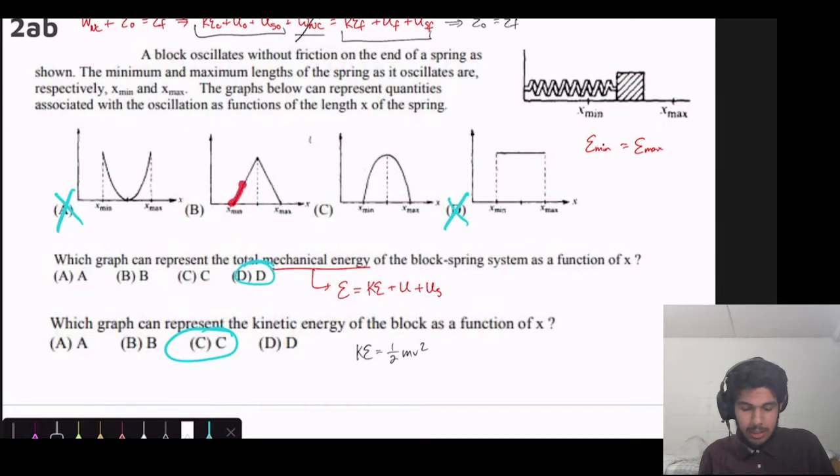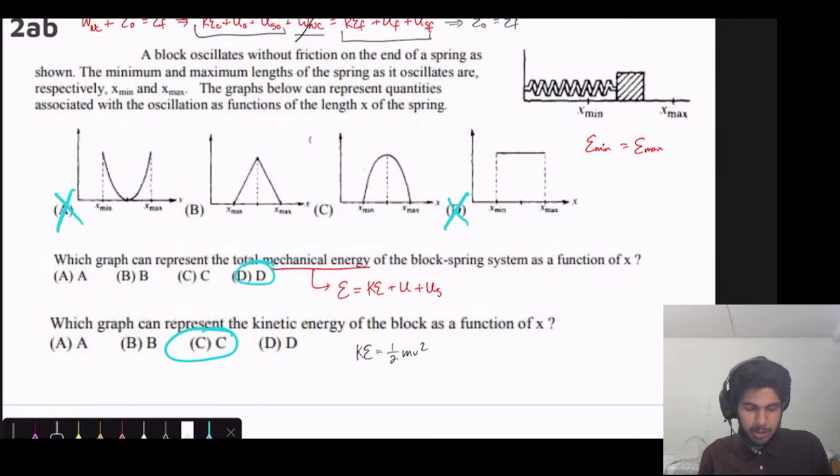Let's go to B. If it were to increase linearly, then this mv squared, this v term would have to be a square root function, so that the square root and the squared would cancel and we would be left with a linear function. But the velocity isn't really a square root of this distance traveled necessarily.